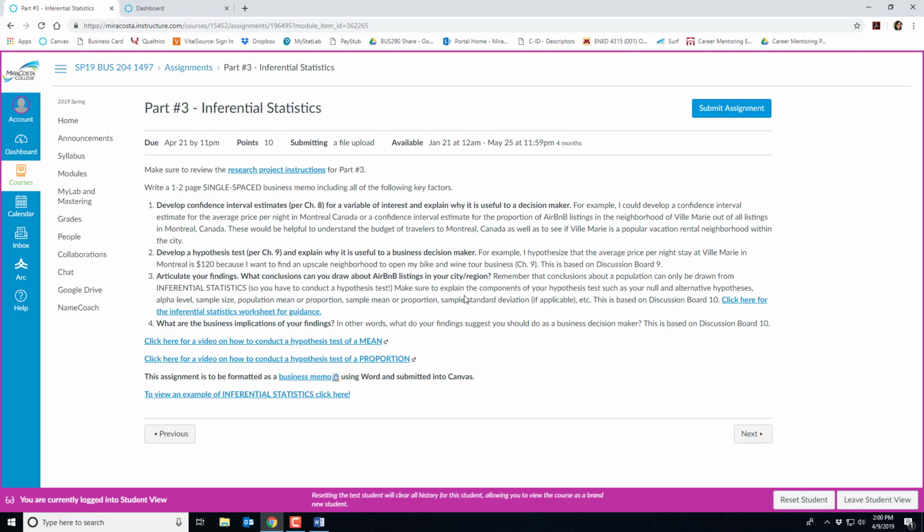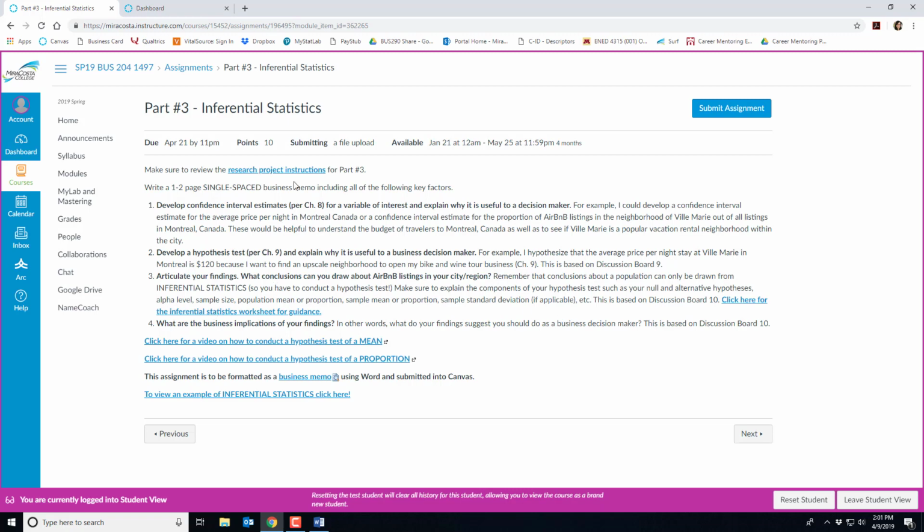I'm going to use the variables in order to rerun your hypothesis test to see if you did it correctly. That way I can assess your learning, help you fix it for the final presentation, but also make sure that you know how to do a hypothesis test, which is part of your learning in this class. And the last piece is the so what. So what are the business implications of your findings? Again, you write about this in your discussion board 10, and you'll just include it here in your assignment.